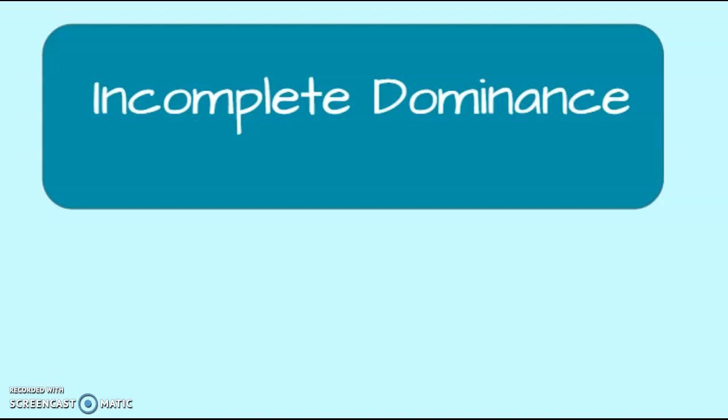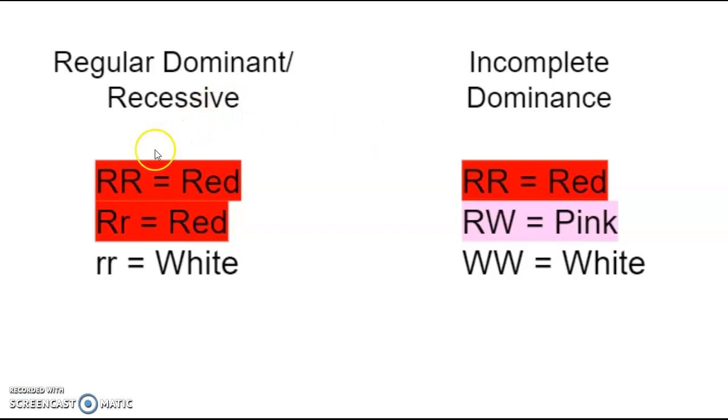So in regular dominant and recessive, we have capital R is red. If they have a capital and lowercase, it's also red. Two lowercase makes white. In incomplete dominance, what we have is two different letters, and that's because we've got two different genes. Neither of those genes is really dominant over the other, but what happens is we have a dominant and a different dominant. So in this case, they blend to form an intermediate trait.